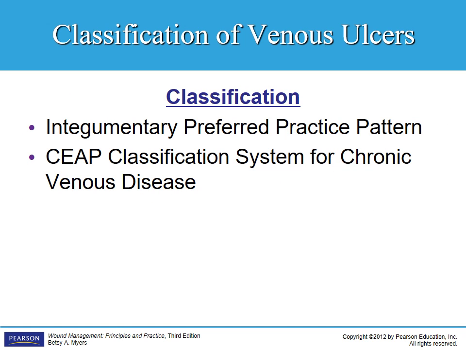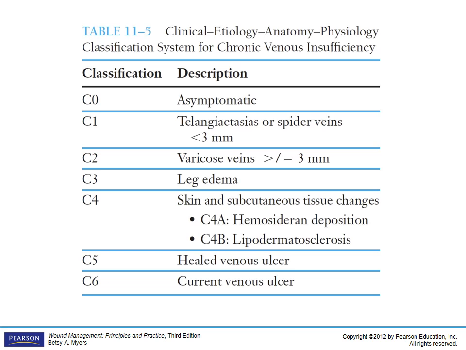So there are some classifications that are used for chronic venous disease. I have not seen them, quite frankly, used a lot in medical records, but please read up on these in your reading. So here's the classification system for chronic venous insufficiency. A C0 is asymptomatic. A C1, you can see spider veins that are smaller than 3 millimeters when you do a physical observation or examination of the leg. A C2 is if you see varicose veins that are greater than or equal to 3 millimeters.